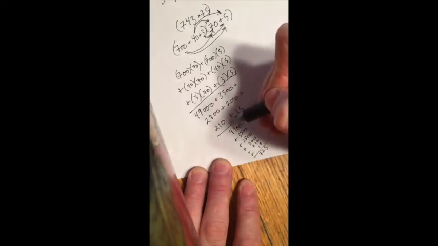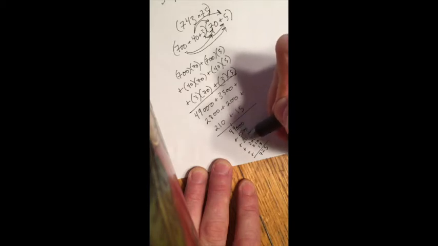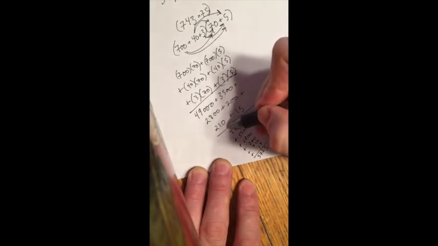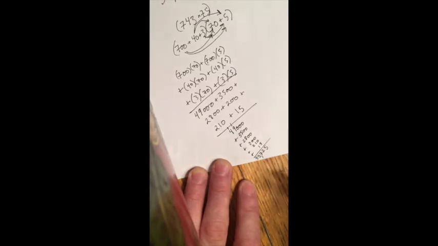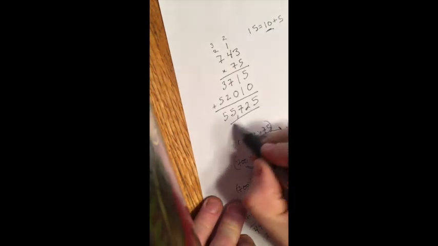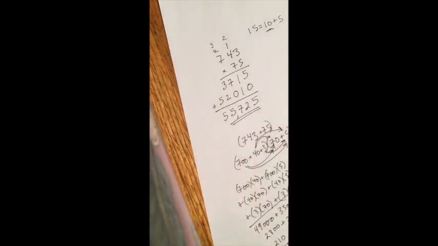Carry the 1. 9 plus 1 is 10. Plus 3 is 13, plus 2 is 15. Put the 5 there, carry the 1. 4 plus 1 is simply 5. And I get a corresponding answer of 55,725, which is the same result I got up here using the algorithm.